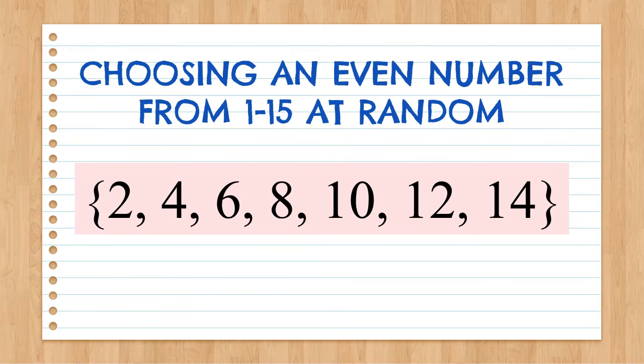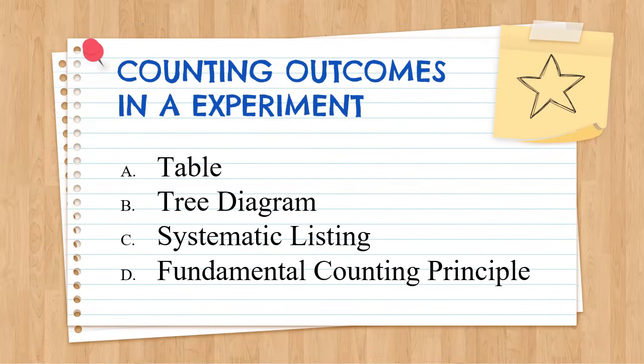However, if the experiment is a little more complex, such as having a greater number of possible outcomes, then you need to use a more systematic way of finding the sample space or event to make sure that all possible outcomes are listed. So for today's lesson, I will teach you how to count occurrences of an outcome in an experiment using table, tree diagram, systematic listing, and fundamental counting principle. Okay, let's proceed with the examples I prepared for you.